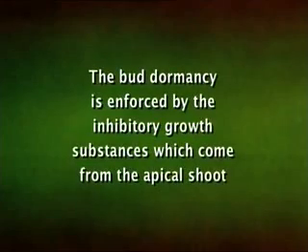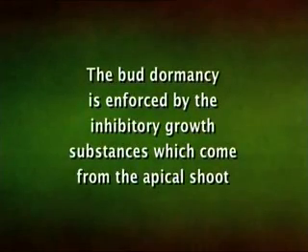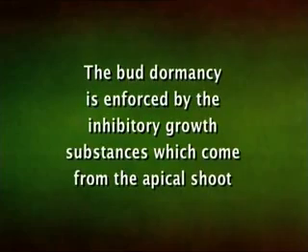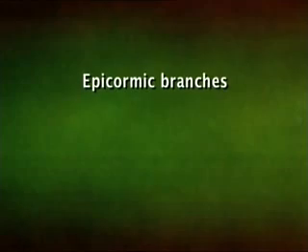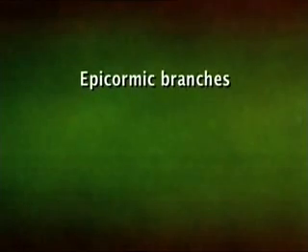The bud dormancy is enforced by the inhibitory growth substances which come from the apical shoot. In the event of damage to the crown, which may interrupt the flow of these inhibitory substances, the bud dormancy is relieved and the buds form new shoots which emerge from the stem. These newly developed shoots or branches are called apicomic branches.